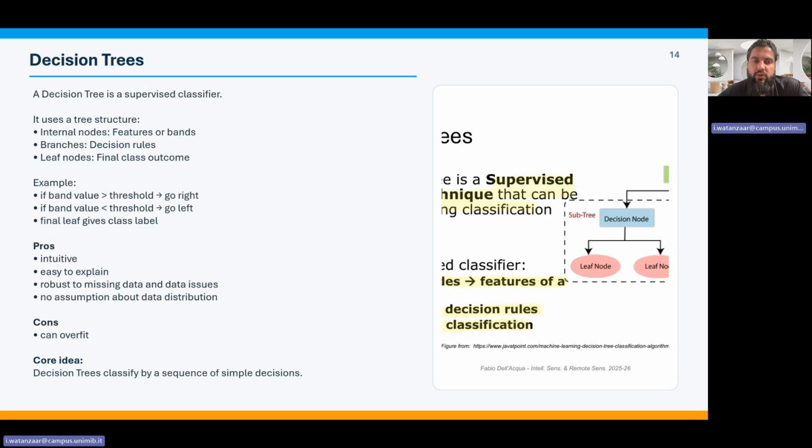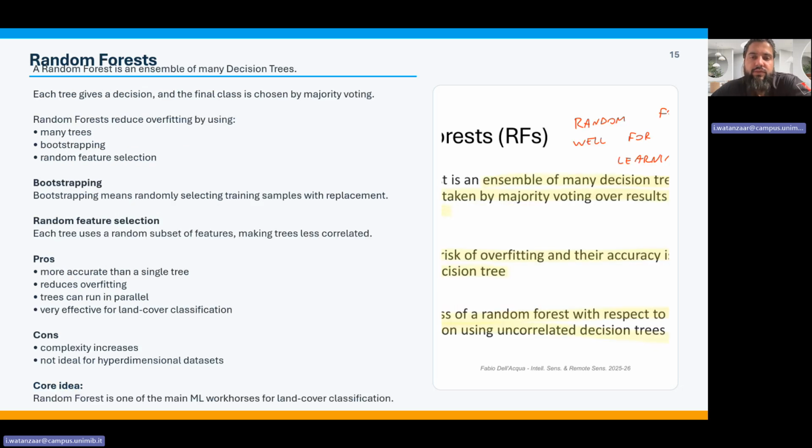If the data have certain problems, no assumption about the distribution is made. But they have a con, because it can overfit. That's the main issue of the decision tree. They overfit, mainly due to dealing with missing data and data issues. The core idea is that the decision tree classifies by a sequence of simple decisions. That is how the decision tree works: very simple rules, like if-else conditions.